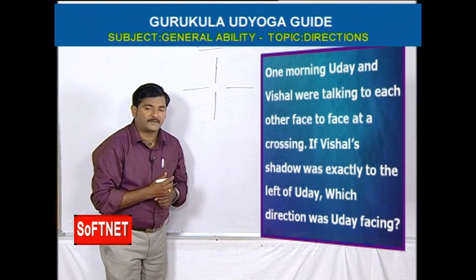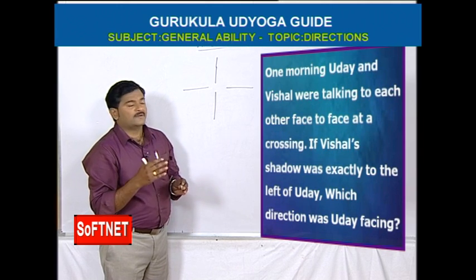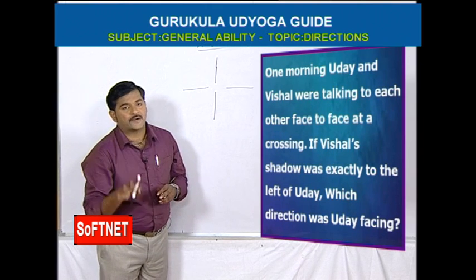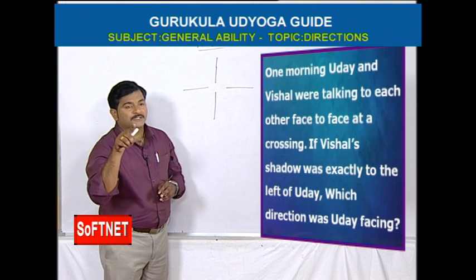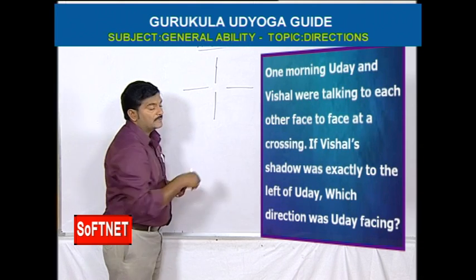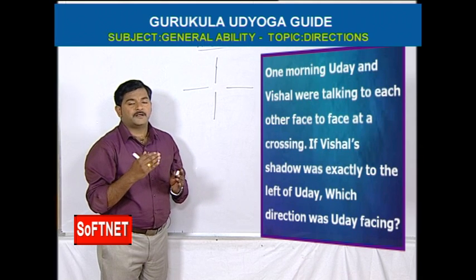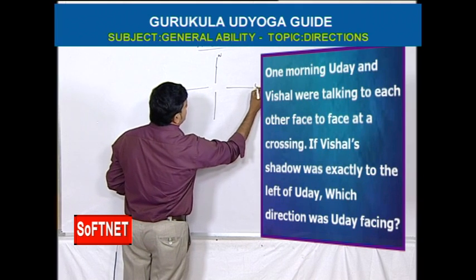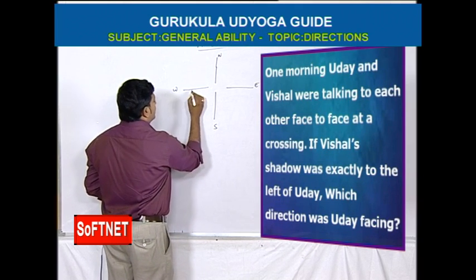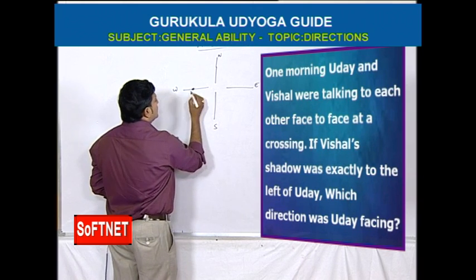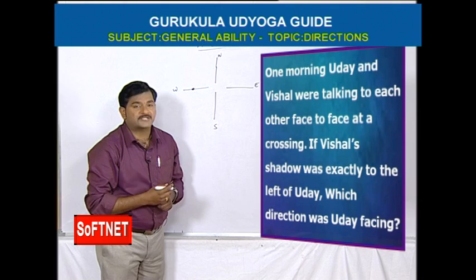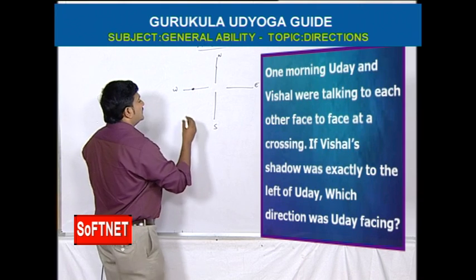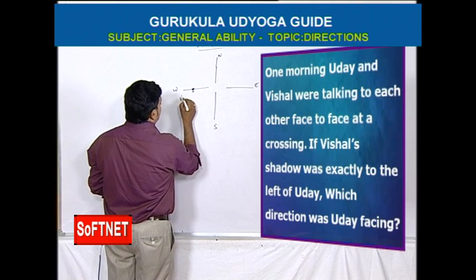Here there are 2 fellows, Vishal and Uday. Whenever you are asked to find these types of answers, first you have to fix the shadow. On which time? In the question they only mentioned the time is morning time. That's why we know the morning time shadow will be only towards the west side. So here are north direction, east direction, south direction and west direction. See, observe here I am fixing the shadow. Whose shadow is this? This is Vishal's shadow, because the question mentions Vishal's shadow is exactly to the left of Uday. So here this is Vishal's shadow.